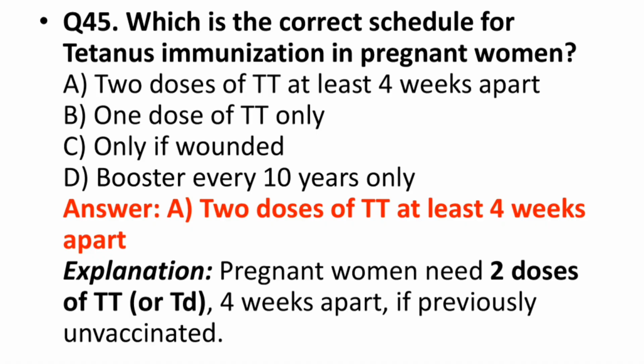Which is the correct schedule for tetanus immunization in pregnant women? Option A, 2 doses of TT at least 4 weeks apart. Option B, 1 dose of TT only. Option C, only if wounded. Option D, booster every 10 years only. The correct answer is option A. Pregnant women need 2 doses of TT 4 weeks apart if previously unvaccinated.